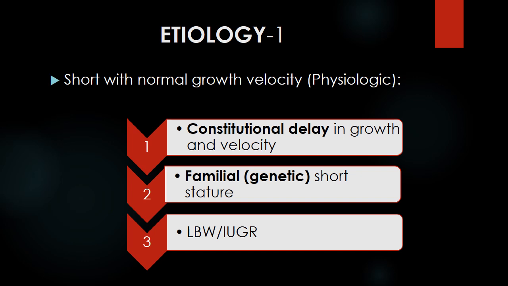As far as children who are short with the normal growth velocity, this type of short stature is also called physiological short stature, and these include entities like constitutional delay in growth, and familial short stature, and short stature secondary to intrauterine growth restriction, one we have talked about few lectures back.